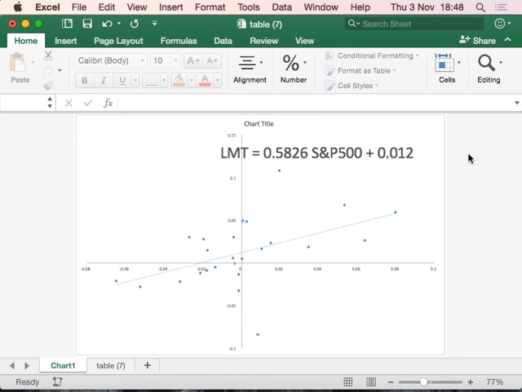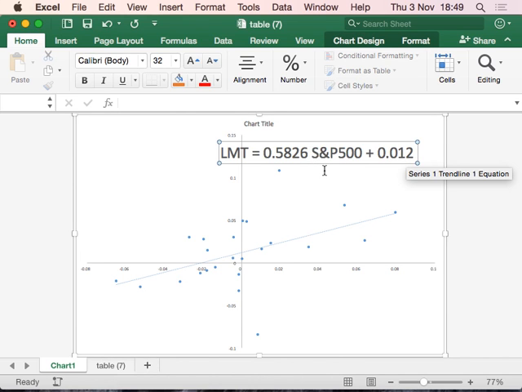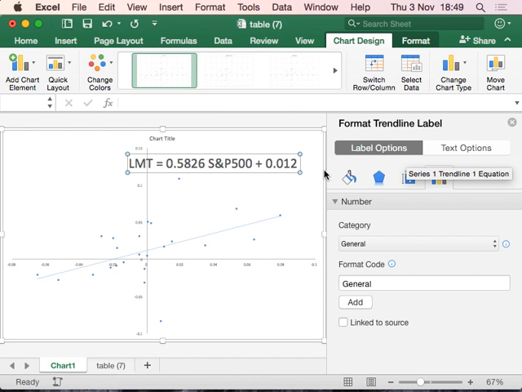And the beta is, what is beta here on this equation? Which one is beta? What is the 0.5826? It's multiplying into this factor here, whatever it is, yeah? Multiplied by the S&P 500, yeah.